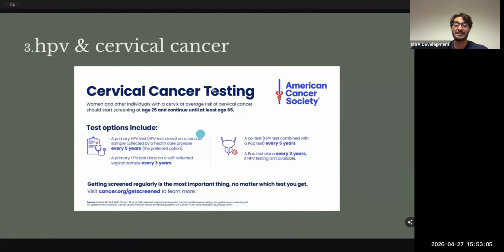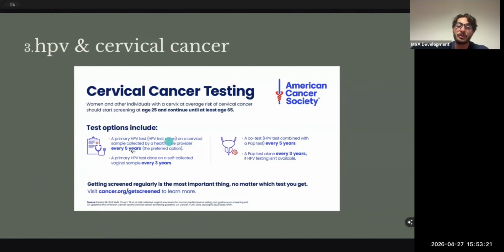Okay, and this is testing. This is how you would do cervical testing. I got this from the latest guidelines that are linked in your slides. So women and other individuals with a cervix at average risk of cervical cancer should start screening at age 25 and continue until age 65.